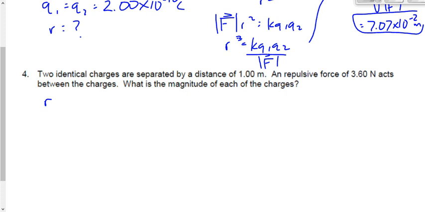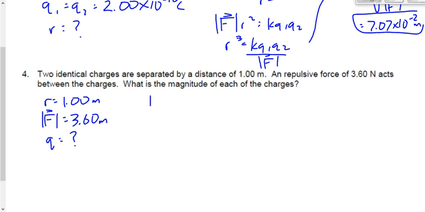Our separation distance is 1 meter. That's the easy part. There's a repulsive force of 3.6 newtons. That's also the easy part. We're looking for Q1 and Q2. But because they're identical, why don't we just call them the same thing? Instead of calling it two different variables, let's just call them both Q and solve for the value of Q.